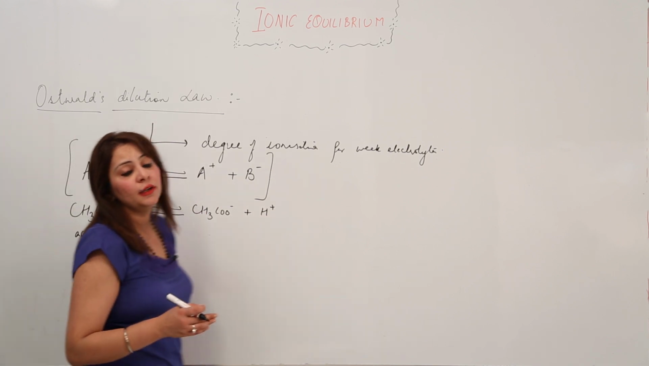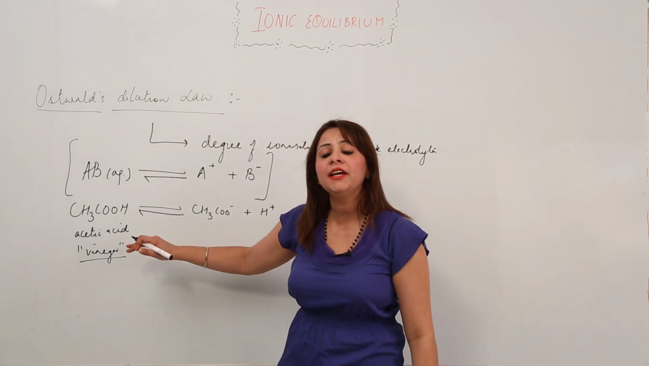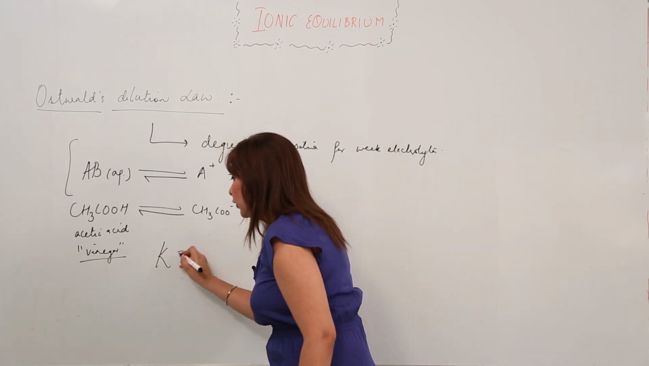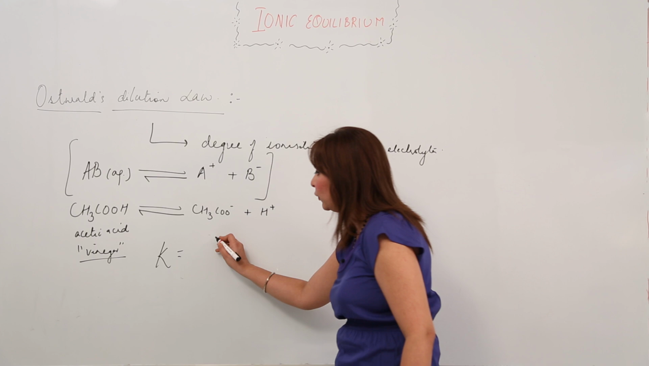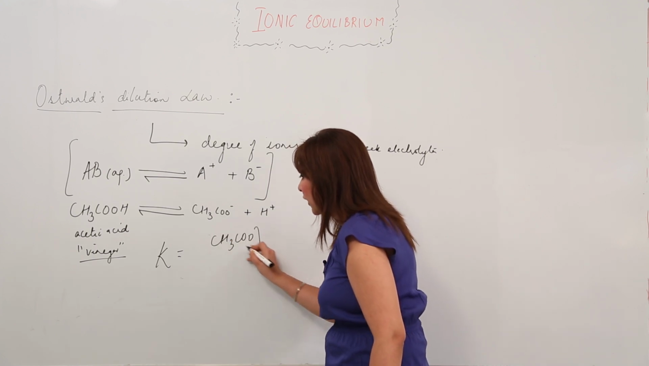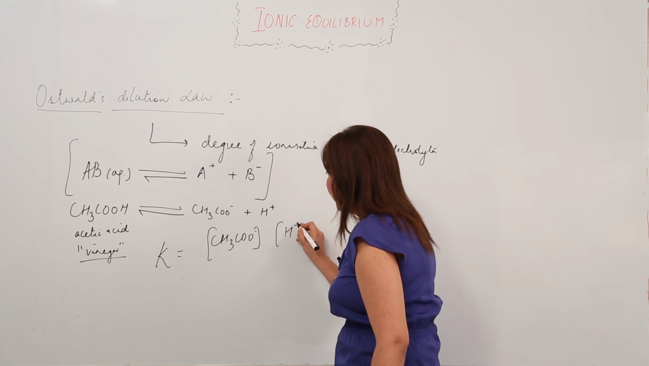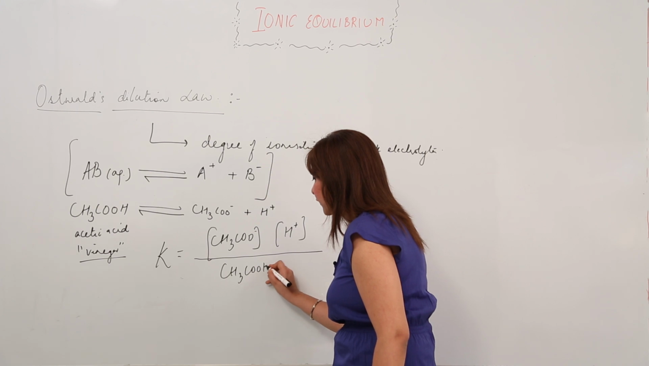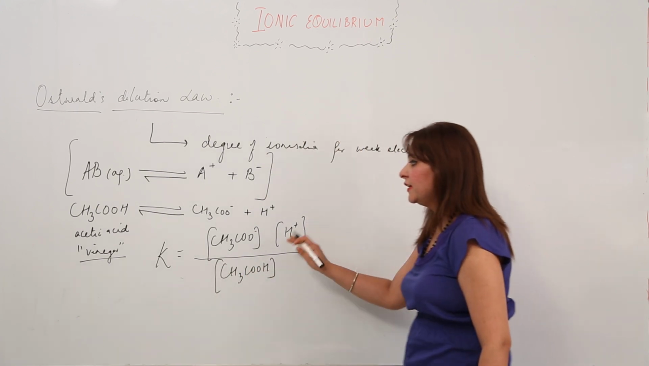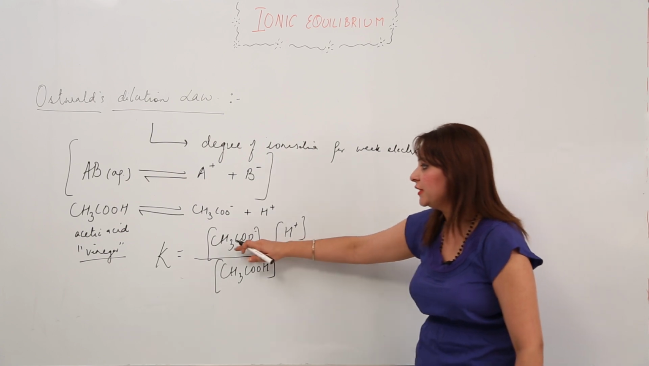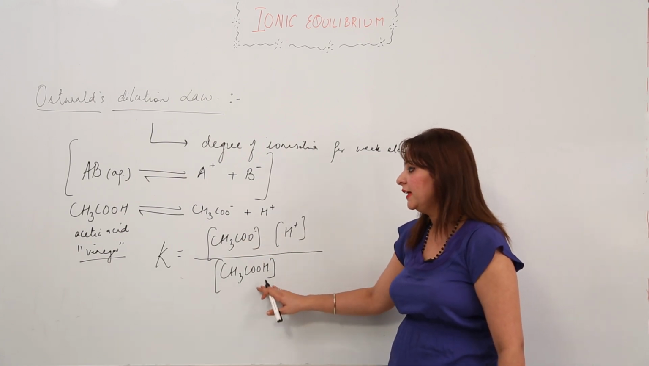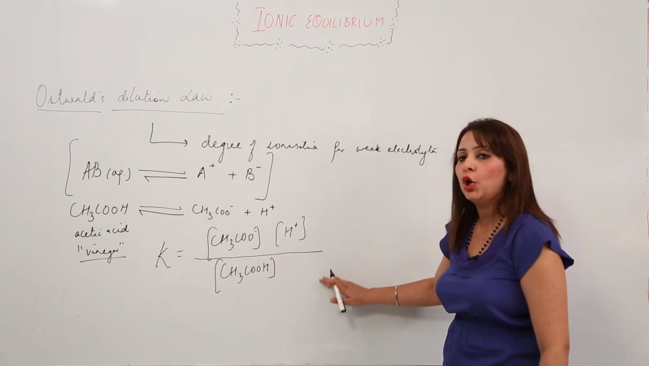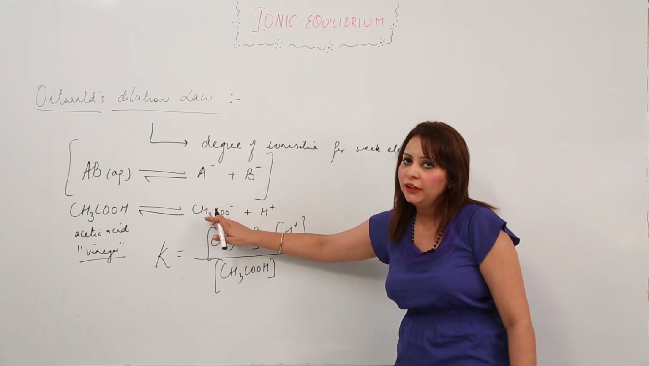Now we know from the law of chemical equilibrium that I can write the equilibrium expression for it. So similarly I am doing it here for this equation. The equilibrium expression is K equal to the concentration of products, that is acetate ion and hydrogen ion, divided by the concentration of the reactant. That is, K = [CH3COO-][H+] divided by [CH3COOH]. This is the equilibrium constant expression for this equation.